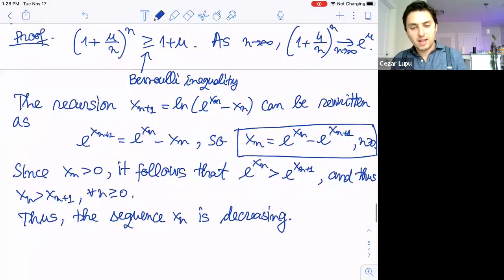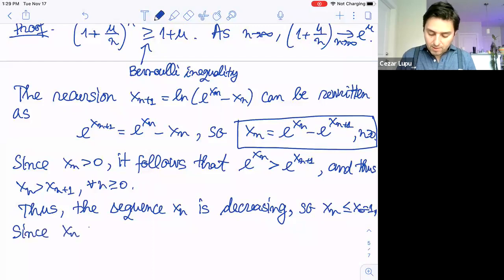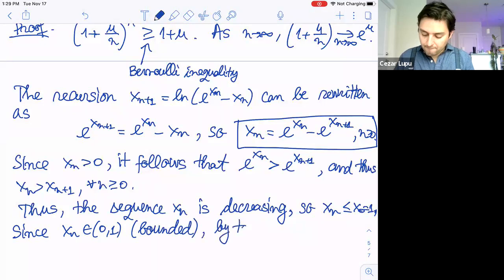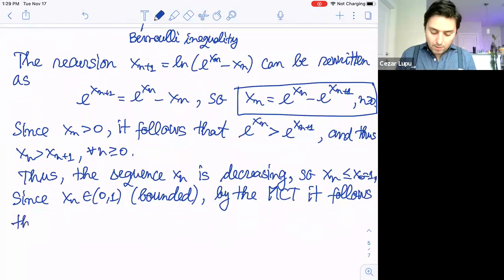We know that since it is decreasing, x0 will be the upper bound, right? And since xn is bounded, so it's between 0 and 1, by the monotone convergence theorem, it follows that xn is convergent.